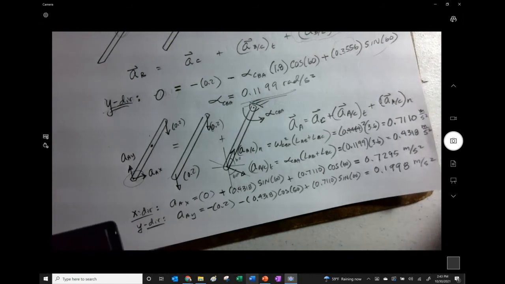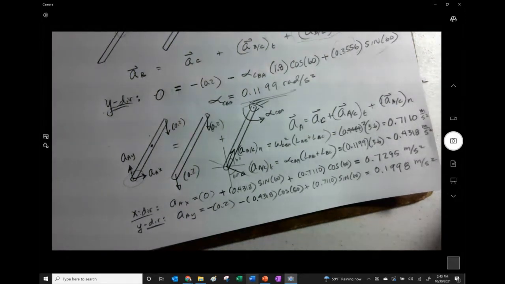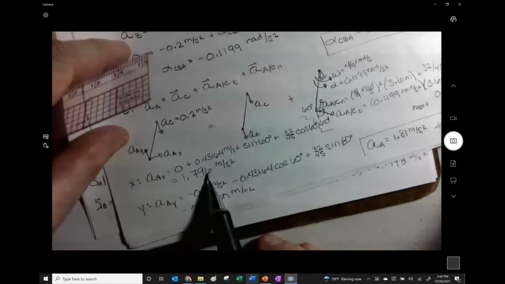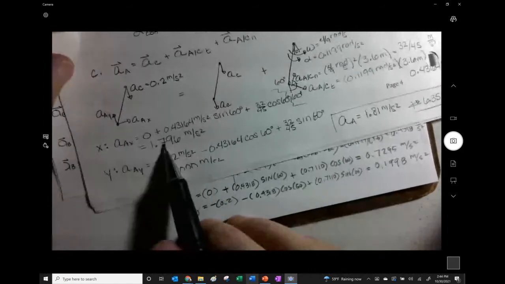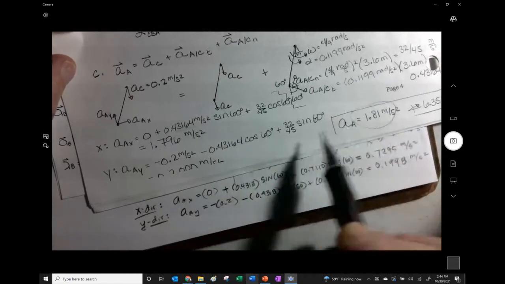So what did I do? 0.4318 times sine of 60. All right, and then 0.7. I don't know. Yeah, I get a different thing than she does. I think I'm right. I can't believe that she would get something wrong. Yeah, I'm looking at her values right here. For some reason, she's got 1.796, and I don't think so. So she's got that same value right here in the sine of 60. So I just don't think that's correct.